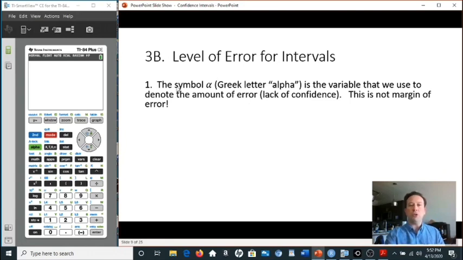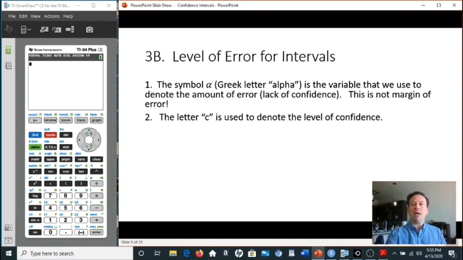So we're going to introduce a new symbol here called alpha. It looks like a lowercase a, and that's what it is in the Greek language. It's like a lowercase a, but in Greek it's called alpha. And remember, alpha means the beginning, so it's the first letter of their alphabet. It's the variable that we use to denote the amount of error. And again, make a note that this is not the same thing as the margin of error.